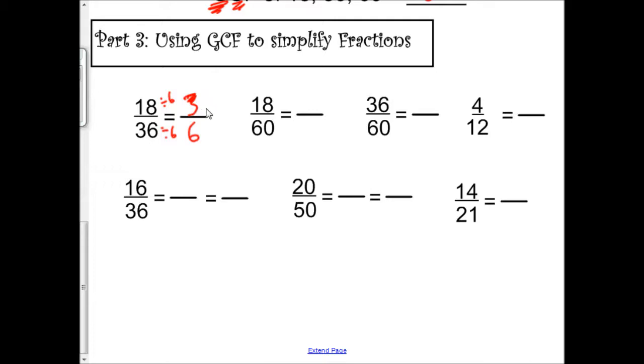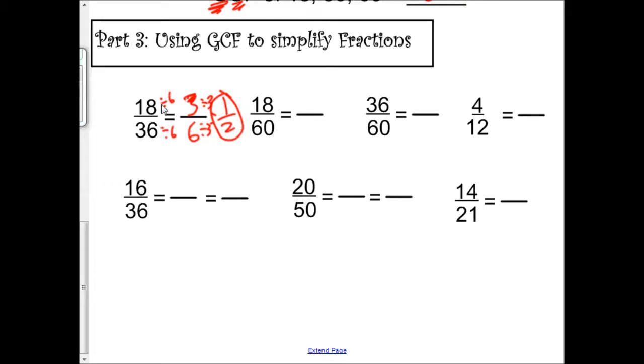So now we need to say, what's a common factor of 3 and 6? And we could see that that's 3. So we're going to divide the top by 3, and we're going to divide the bottom by 3. 3 divided by 3 is 1. 6 divided by 3 is 2. So 18 over 36 is the same as 1/2.